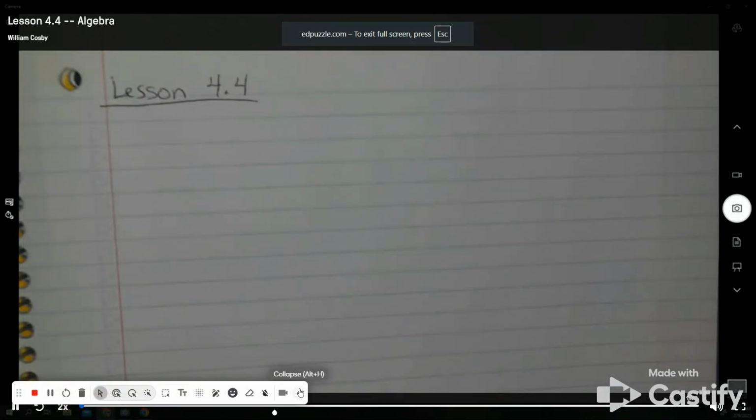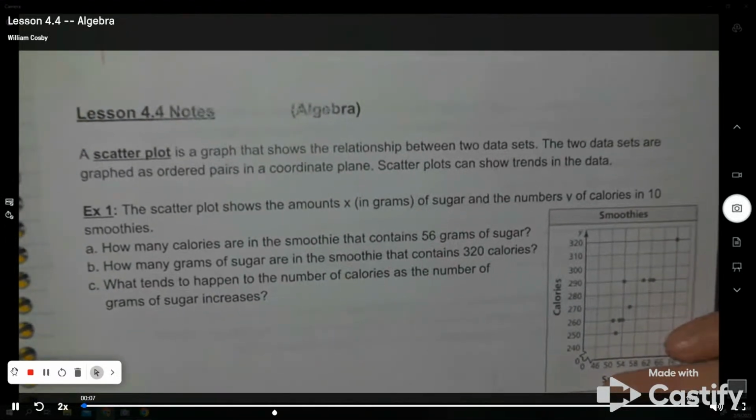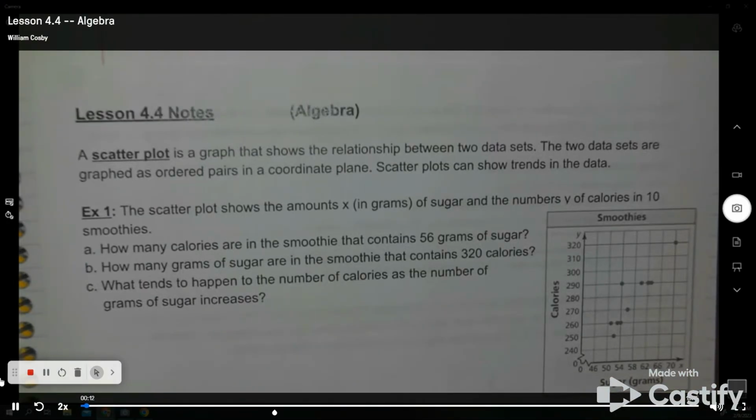This is lesson 4.4. In this lesson, we're going to start talking about scatter plots. So if we look here, it says a scatter plot is a graph that shows the relationship between two data sets. The two data sets are graphed as ordered pairs in a coordinate plane. Scatter plots can show trends in the data.